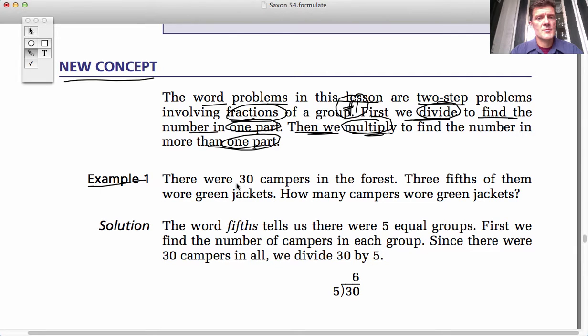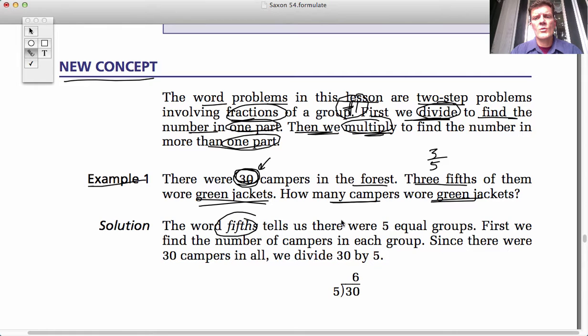Here's an example. There were 30 campers in the forest. 3/5, there's your fraction, of them wore green jackets. How many campers wore green jackets? I'm going to identify some of the information, a good step to make sure you're clear about what they're talking about. 30 total campers, but only a fraction of them, that means only part of the 30, not all the 30, wore green jackets. And it asks how many campers wore green jackets.